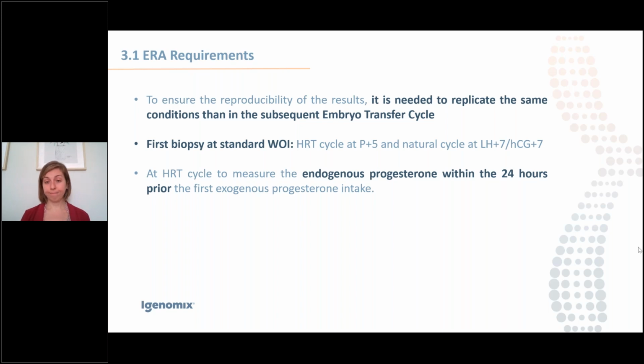Thanks, Maria. Well, we have Dr. Priya again. The question reads like this: does it matter which day the blastocyst was frozen, whether it was day 5, day 6, or day 7, and it can still be thawed and transferred on P+5?